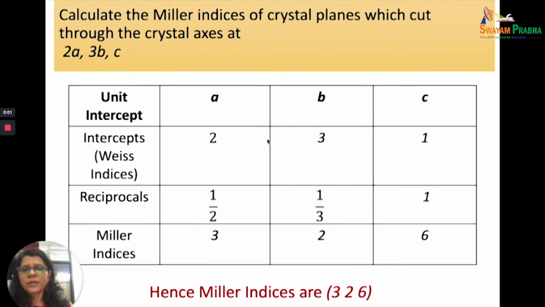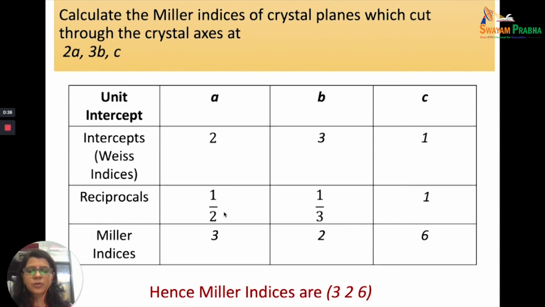Let's take a look at certain examples on how to calculate the Miller indices of crystal planes. The first example is of a plane which makes an intercept of 2A on the x-axis, 3B on the y-axis and C on the z-axis. We've already talked about how to do that. Let's make 3 columns with the intercepts A, B, C. The intercept on the x-axis was 2, y-axis was 3 and on the z-axis is 1. So 2, 3, 1 and these are called Weiss indices.